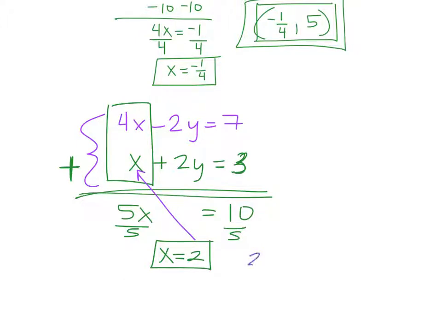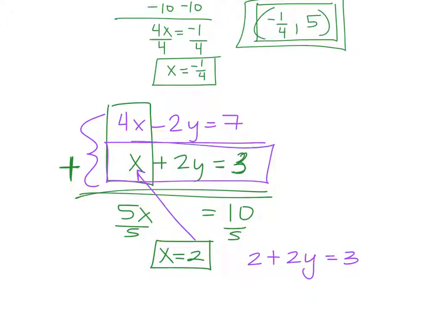Okay, so if we plug it in, it's 2 plus 2y equals 3. I just plugged it into that. Now you solve for y. So take away the 2. You're left with 2y equals 1. So divide by 2.